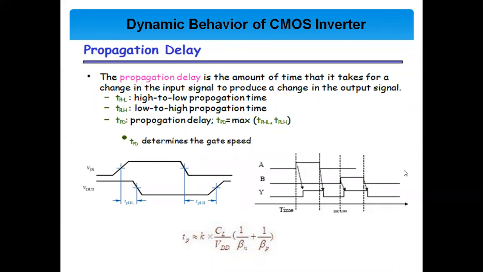So basically it's a propagation delay. Now, what is propagation delay? The propagation delay is the amount of time that it takes for a change in the input signal to produce a change in the output signal.